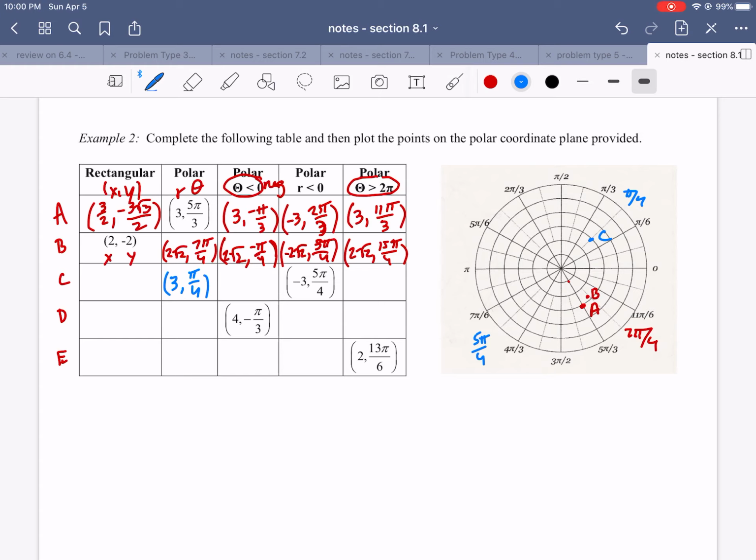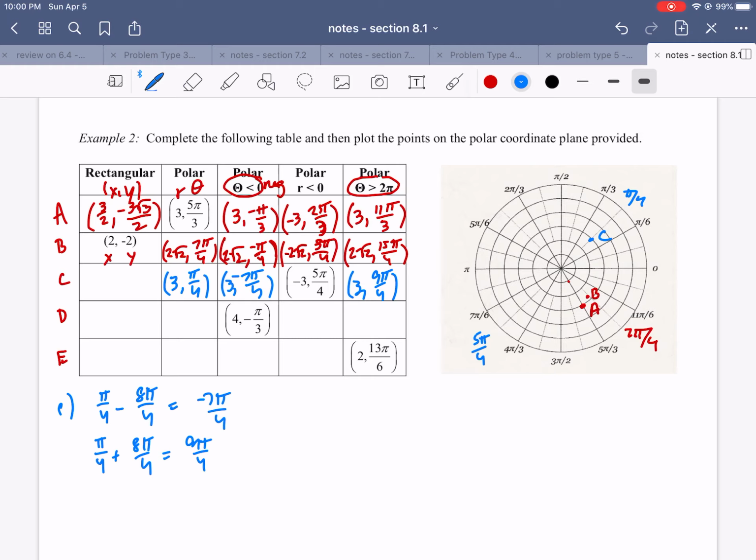Now if I want the angle to be negative, I can take that angle that I just got, pi over 4, and subtract 2 pi, which would be 8 pi over 4. And 1 minus 8 is going to give me negative 7 pi over 4. So this will be 3 and negative 7 pi over 4. If I want an angle that's bigger than 2 pi, I can take that original angle and add 2 pi to it. That's going to give me 9 pi divided by 4. And so this is going to be 3 and 9 pi over 4.